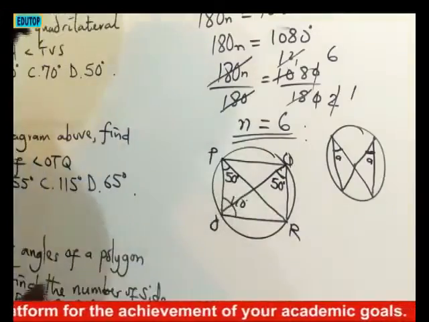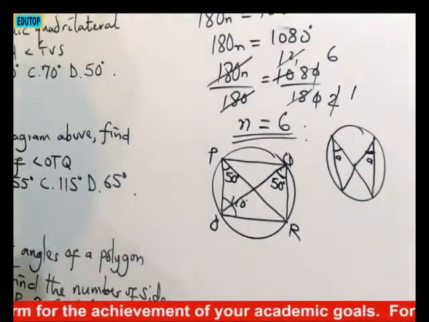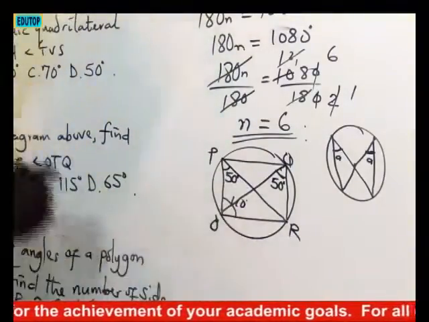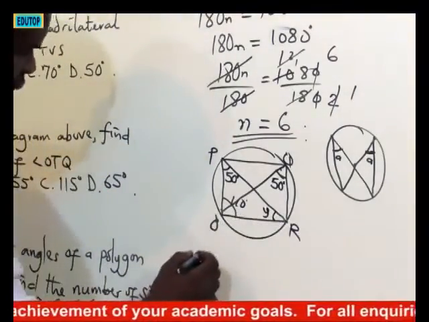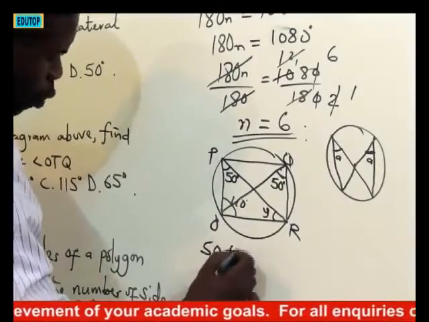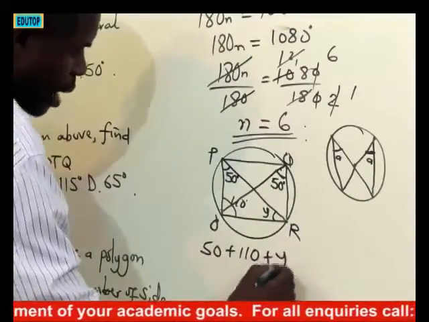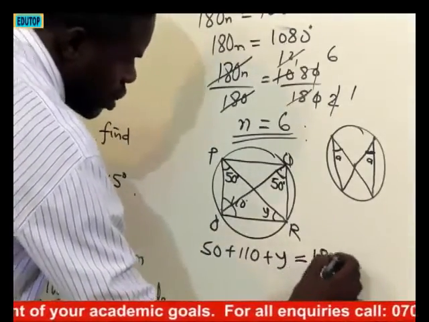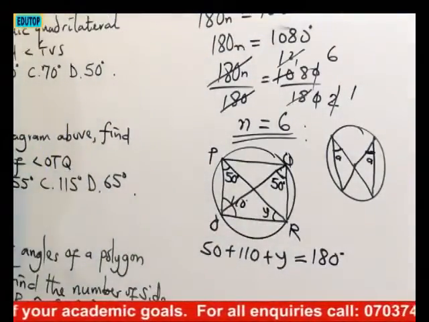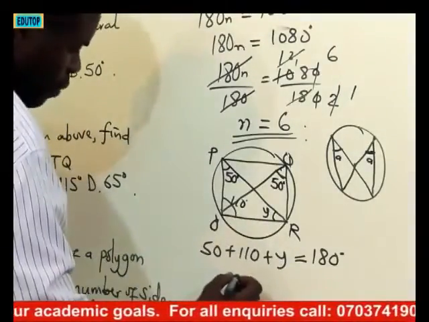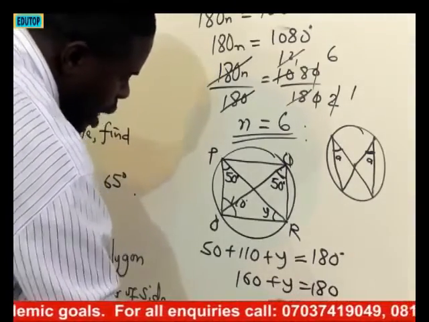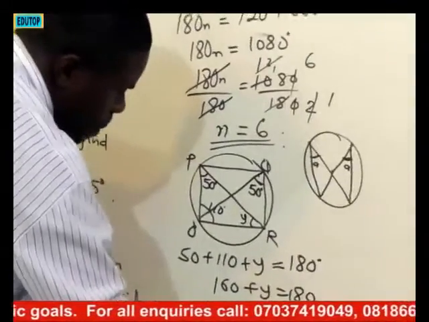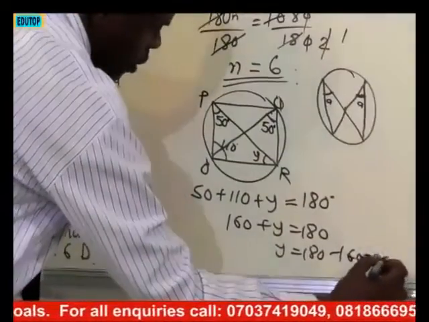PRO is a triangle. So since PRO is a triangle, automatically the sum of angles in a triangle adds up to what? 180 degrees. That means 50 plus 110 plus y must be equal to 180 degrees because this is a triangle. Then this plus this would definitely be 160, plus y equals 180. Then our y will be equal to 180 minus 160, and that is 20 degrees.